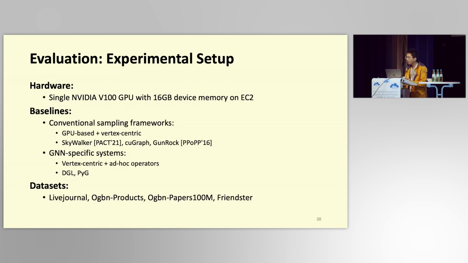Next, we shift our attention to the performance of gSampler on both sampling and end-to-end training. We deploy our experiments on a V100 GPU with 16 GB device memory, and we use 4 datasets and test 5 baselines. Due to the time limit, I only present the comparative results for GNN-specific systems like DGL or PyG.